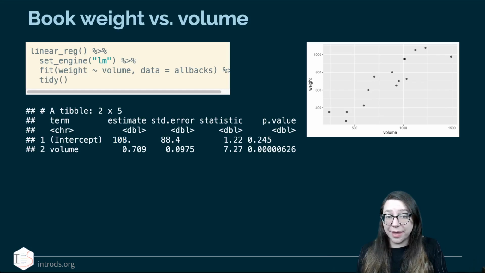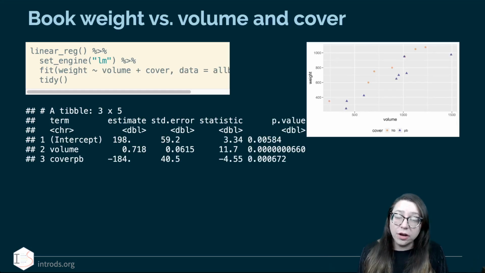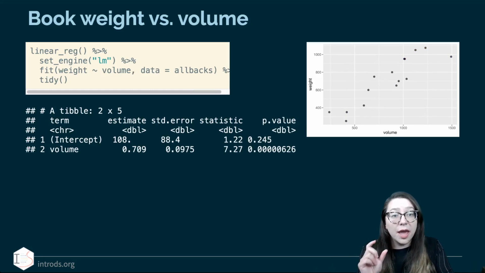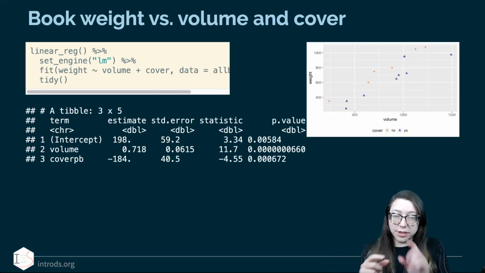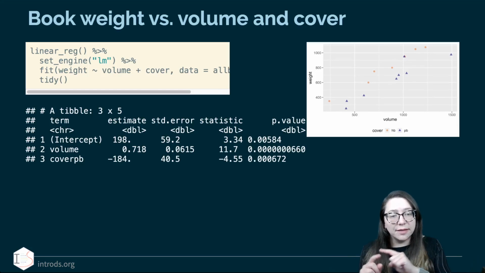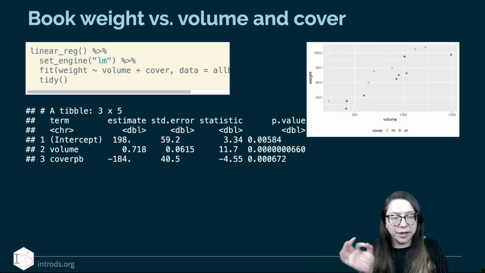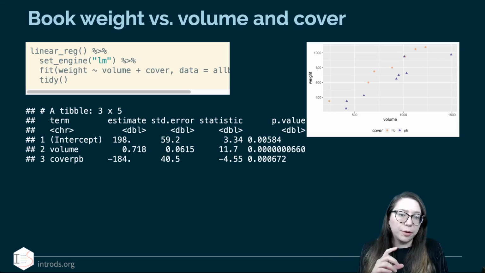Now let's do something else. So now we've added cover information to our visualization. So you can see that going from the earlier visualization to this one, we have actually now changed the colors and the shapes of these points. So we're seeing the hardback books and the paperback books here. The hardbacks are in orange and in circles, and the paperbacks are in purple and in triangles.